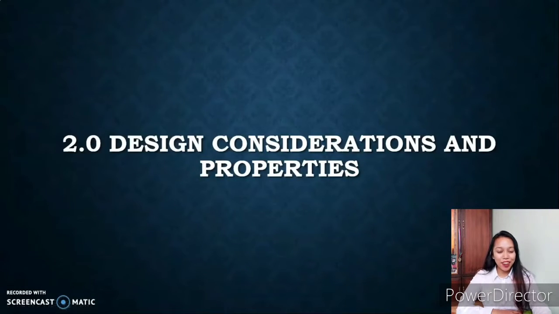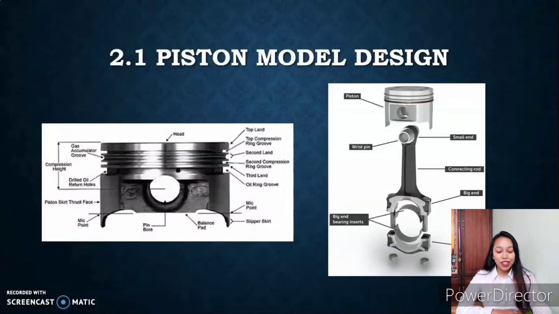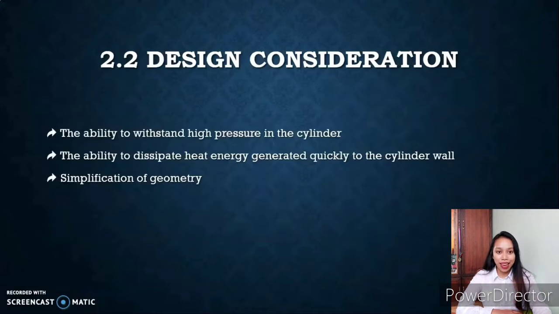Chapter 2. Design Consideration and Properties. In 2.1, we have the piston mold design. On the left side is the schematic diagram of the piston, and on the right side we have the piston connecting rod along with the rod cap. Next, moving on to 2.2, which is the design consideration for the piston head.